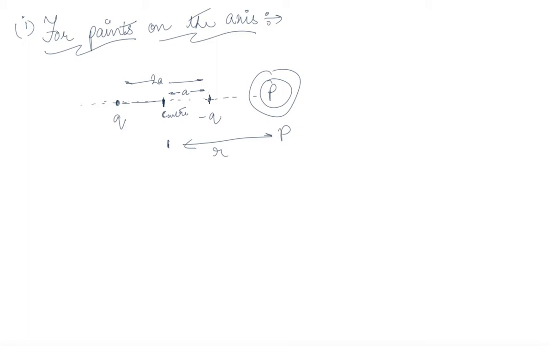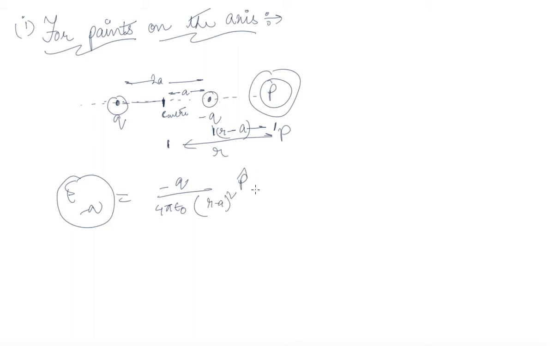Now if you consider the individual electric fields because of minus Q and because of Q, then we can find the total electric field. For the point minus Q, the electric field is given by minus Q divided by 4 pi epsilon naught into the distance squared. If the whole distance is r and this is A, the distance between minus Q and P is r minus A. So this is r minus A whole square into the direction vector P cap, in the direction of the point P.